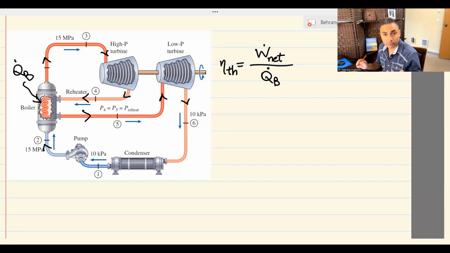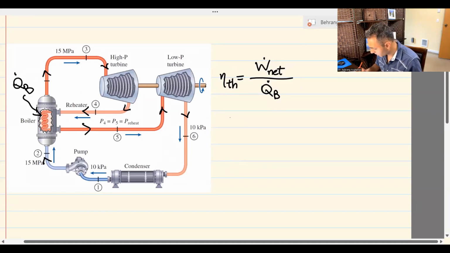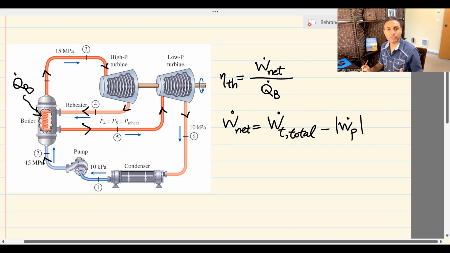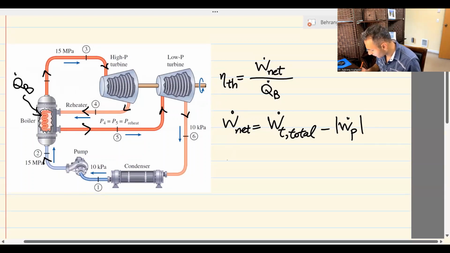For this one, first we have to define what W dot net is and what Q dot of the boiler is. W dot net is the total work done by both turbines, W turbine total, minus the absolute value of the work consumed by the pump. The reason I use the absolute value is that when you use the first law of thermodynamics, you get a negative value for W dot of the pump because it is consuming power. And Q dot boiler, well, I just have to find it.